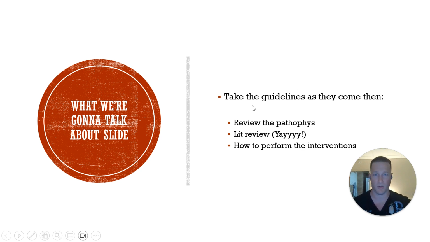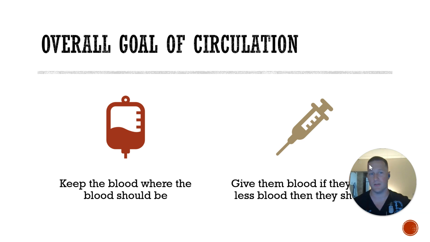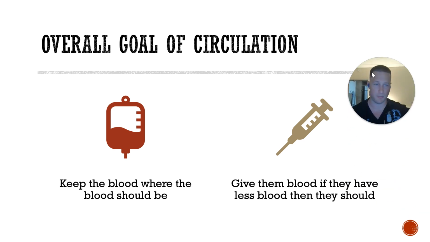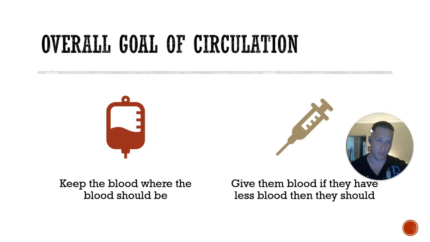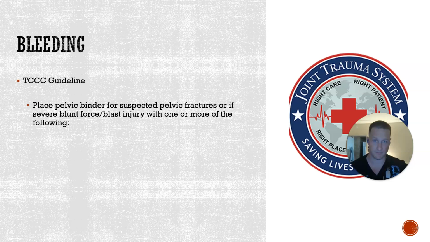Okay? So our first guideline, the overall goal of circulation, will be keep the blood where the blood should be, inside their body, hopefully in their vessels. And the second overall goal of circulation is give them blood, if they have less blood than they should have. If you can only remember two things, remember those. Okay, here's our first guideline.